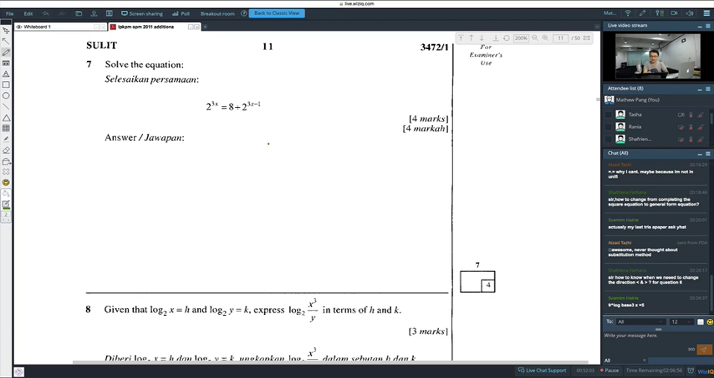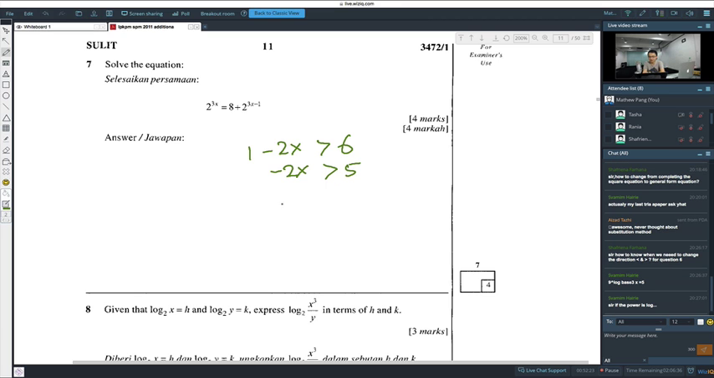Okay, let's say I have 1 minus 2x bigger than 6. Let's say I move the 1 to the other side, it's just minus 1, right? So I get negative 2x bigger than 6 minus 1, which is 5. Now you have to be careful. Whenever you multiply or divide by a negative value, you have to change the direction of this symbol.